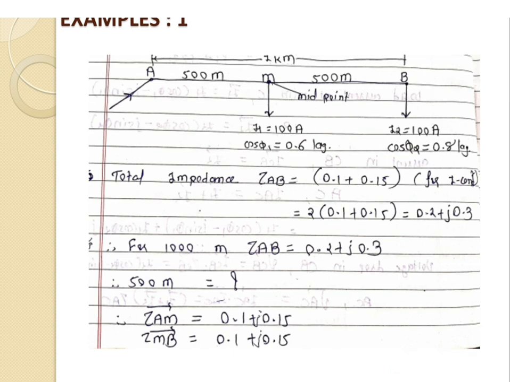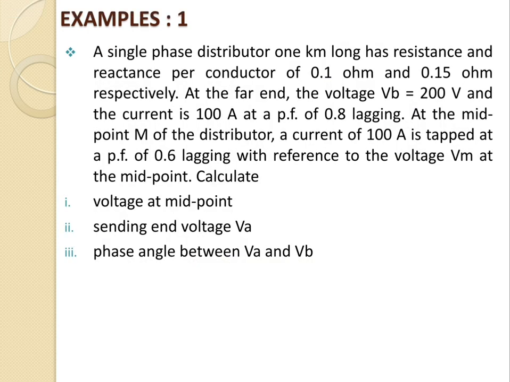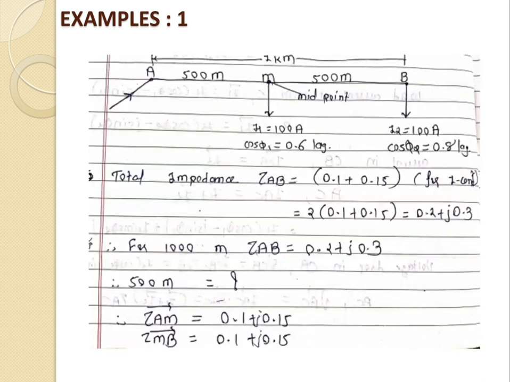In the same way for the first one, at the midpoint M of the distributor, the current is 100 ampere and the power factor is 0.6 lagging. So at the midpoint, the current is 100 ampere and cos phi 1 is equal to 0.6 lagging, which is given in the problem. Based on that, this is the figure for the AC distribution fed at one end.